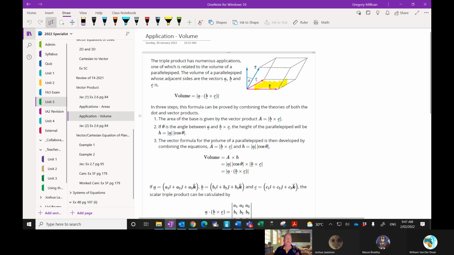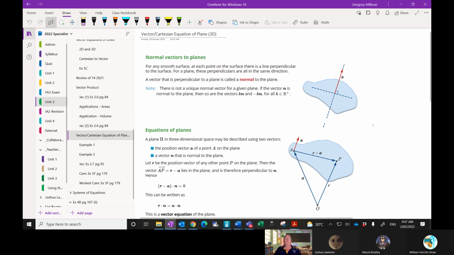So what we're going to focus on today is something that comes up in the exam, both in your Unit 3 exam at the end of this term, but also it has been on every external exam so far. It's this idea of equations of planes and how you could derive the equation of a plane given different scenarios.